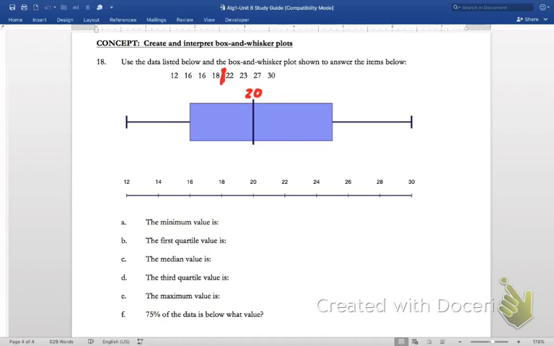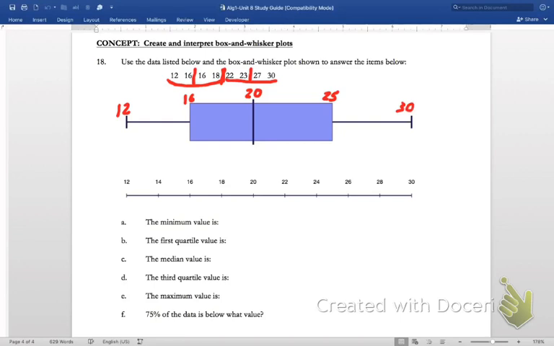Now, the lower half, or quartile 1, is going to be found by finding the middle between 12, 16, 16, and 18, the 4 numbers that remain. So the middle of those is going to be 16. That's quartile 1. And the minimum is 12. So to find quartile 3, that's going to be the middle between the 4 values on the right, which is going to be 25. And the maximum is 30.